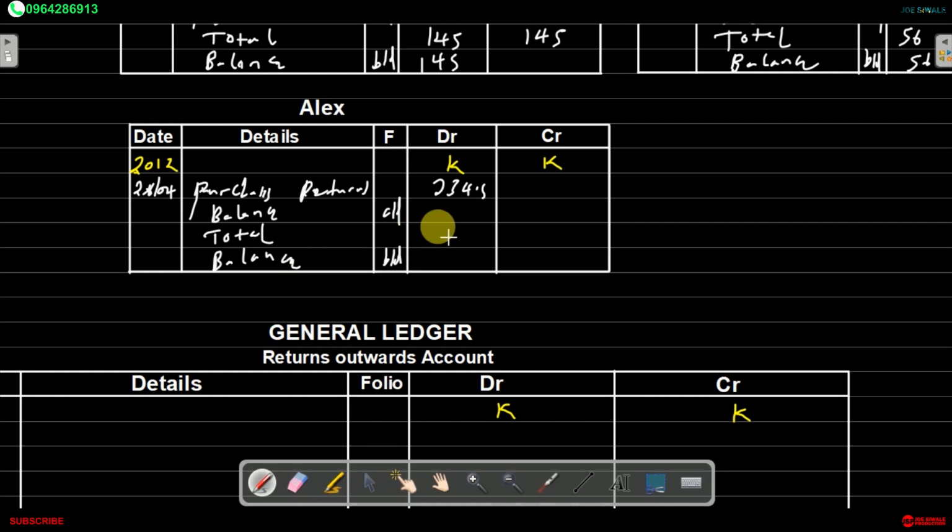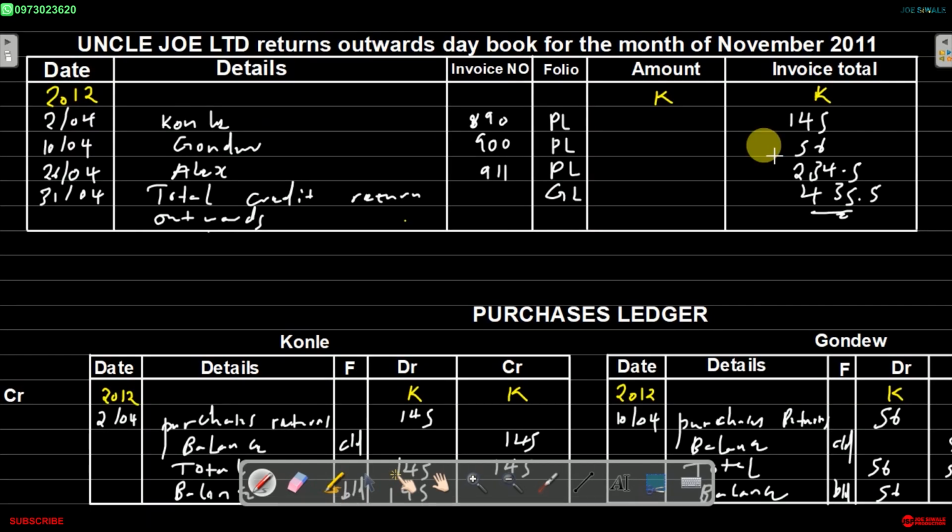So to find the total there, we're going to have 234.5 on the debit side, 234.5 on the credit side. The balance carried down is going to be shown on the credit side as 234.5. Then the balance brought down is going to be shown on the debit side as 234.5. So let us now show the returns outwards account in the general ledger.